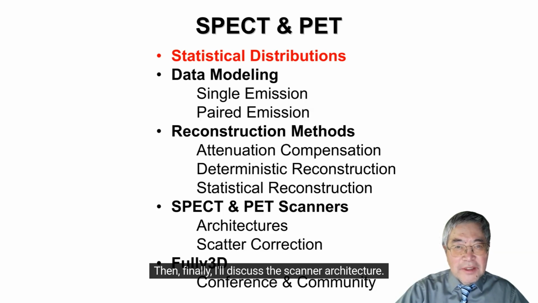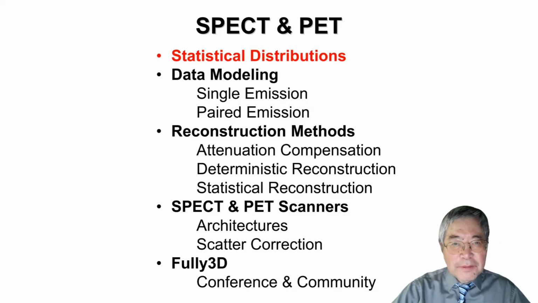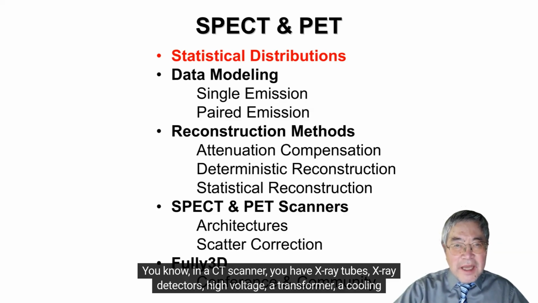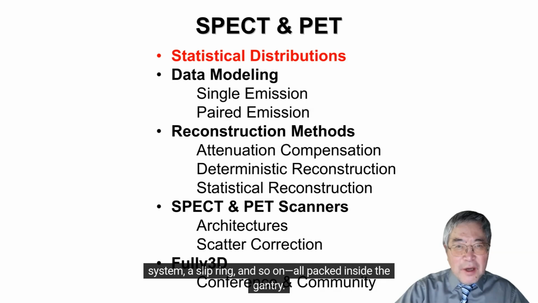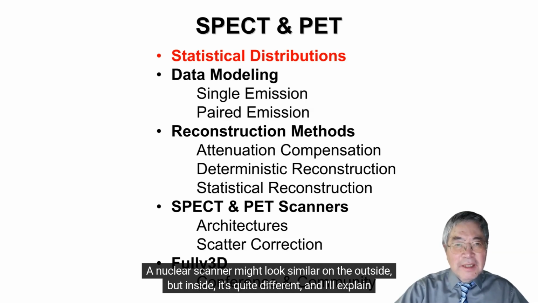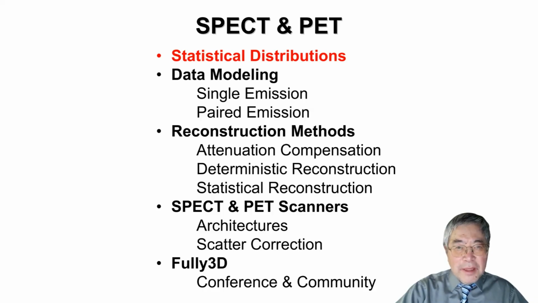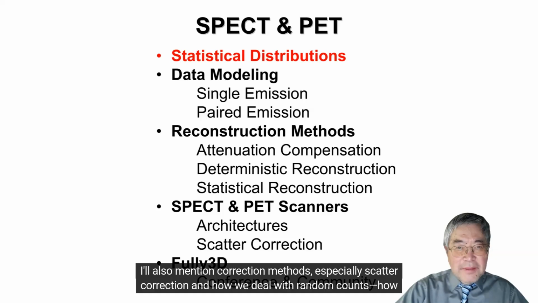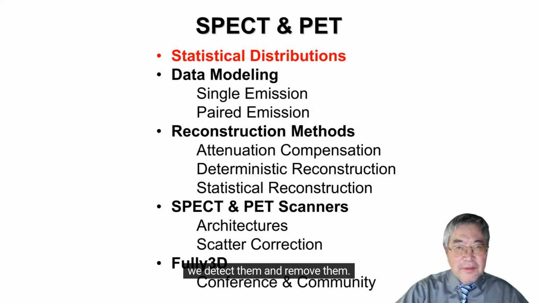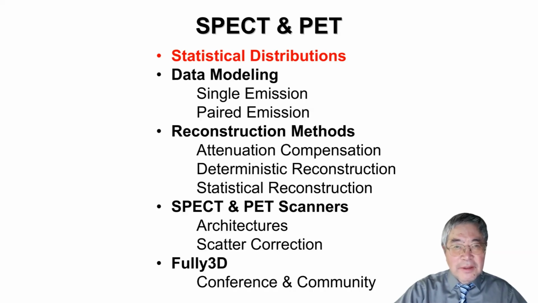Then finally, I'll discuss the scanner architecture. You know, in a CT scanner, you have X-ray tubes, X-ray detectors, high voltage, a transformer, a cooling system, a slip ring, and so on, all packed inside the gantry. A nuclear scanner might look similar on the outside, but inside it's quite different, and I'll explain how. I'll also mention correction methods, especially scatter correction, and how we deal with random counts, how we detect them and remove them. These corrections are much different from how CT works.